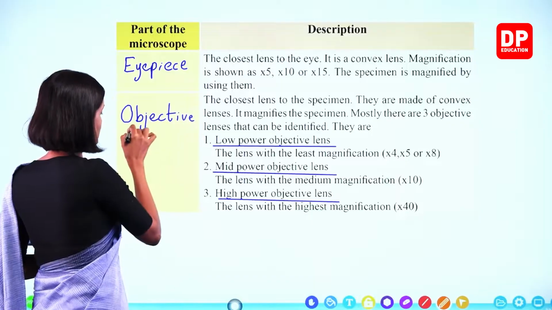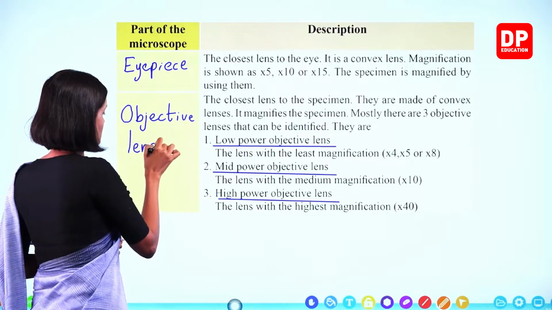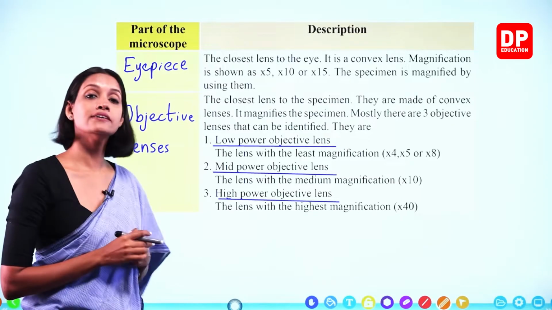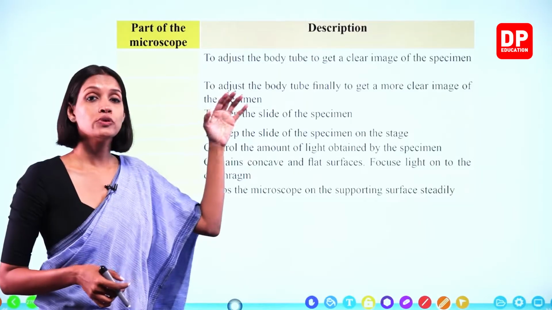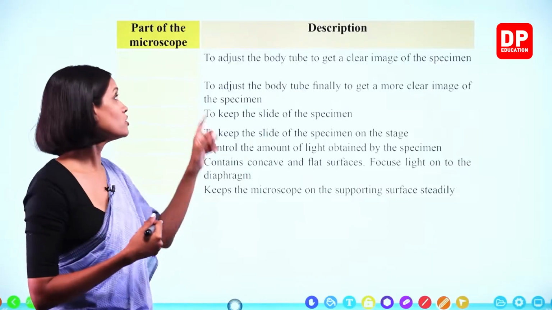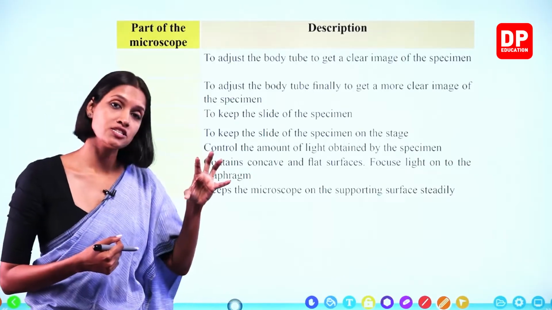Objective lenses. Right, children? Okay, next ones. To adjust the body tube to get a clear image of the specimen. Basically, to adjust the body tube, to move it up and down, we use the coarse adjustment knob.